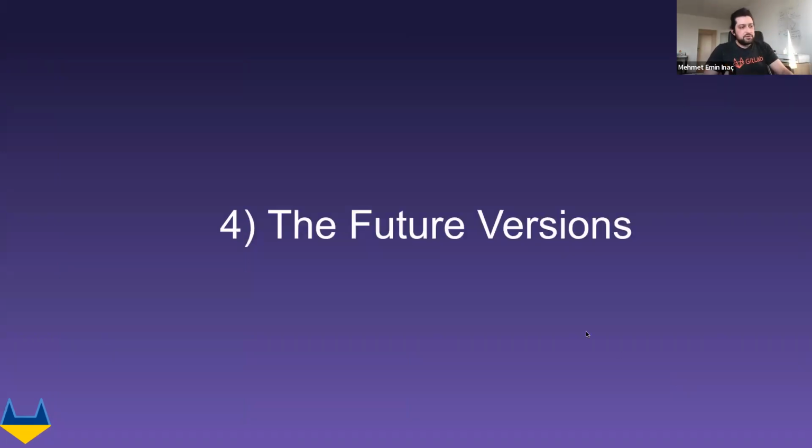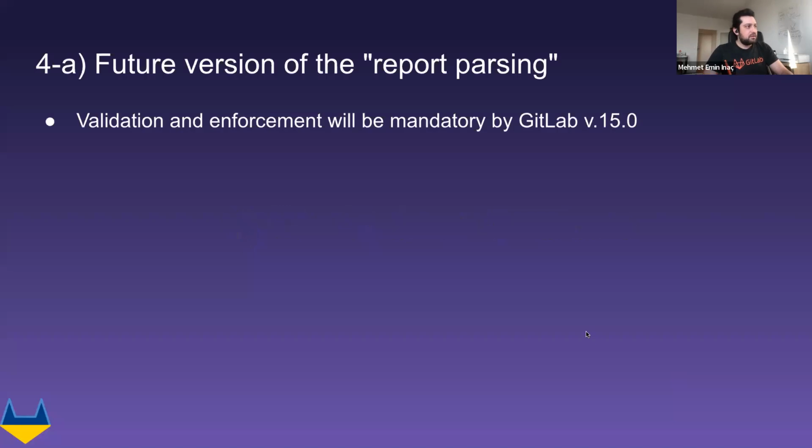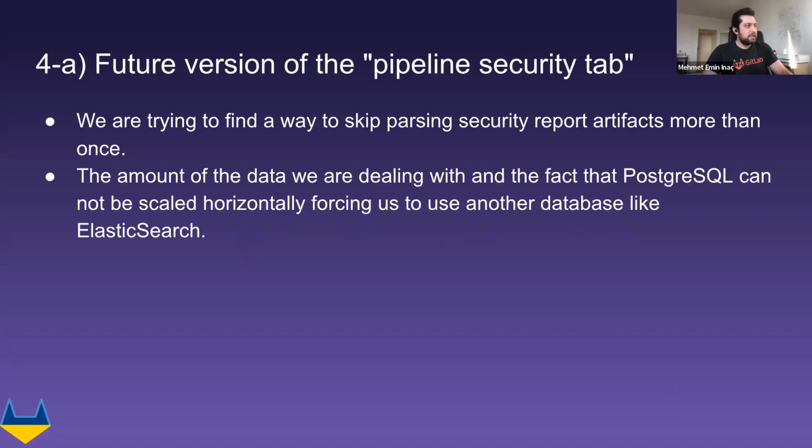Now the future versions. The future version of the report parsing, as I already mentioned, will be a mandatory and permanent feature by 15.0. We're almost there. As for the future version of the pipeline security tab, the previous version wasn't scaling, and the current version is also not scaling well. So we are trying to find a way to make it more scalable.